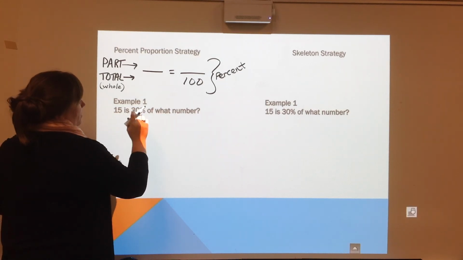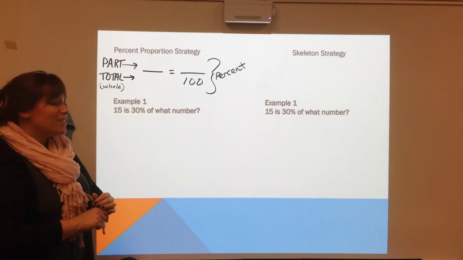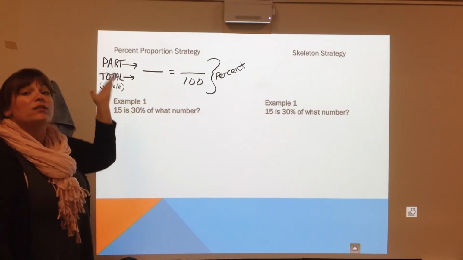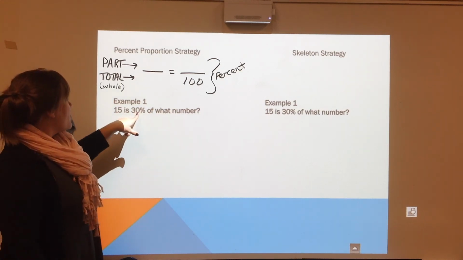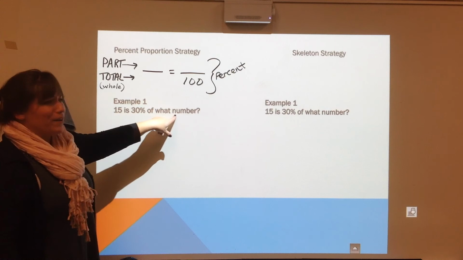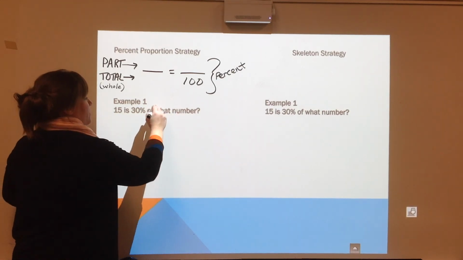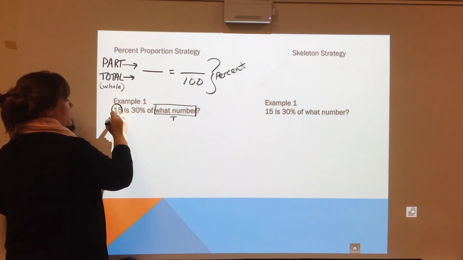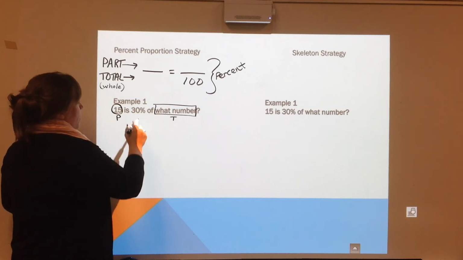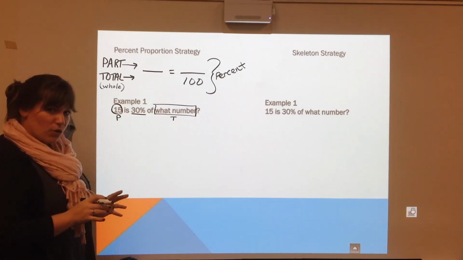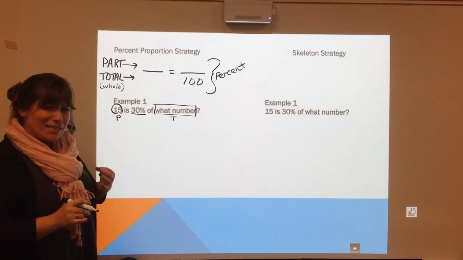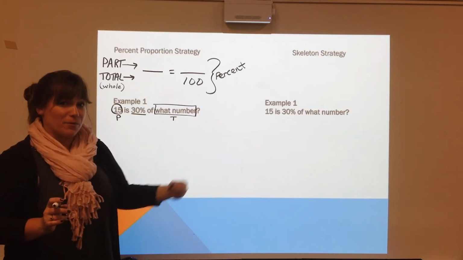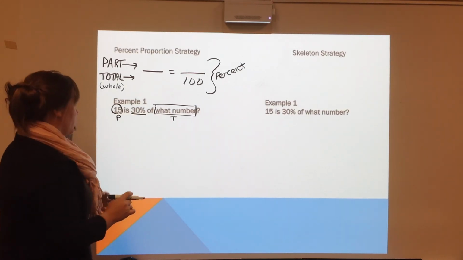15 is 30% of what number? This is not the same as finding 30% of 15. That was finding the percent of a number. This is 30% of what number? We have to find the total. And this 15 is the part. And the 30% is still the percentage. So once we realize that this is not a finding of the percent of a number, we're trying to find that number that they found a percent of. It's kind of tricky wording.